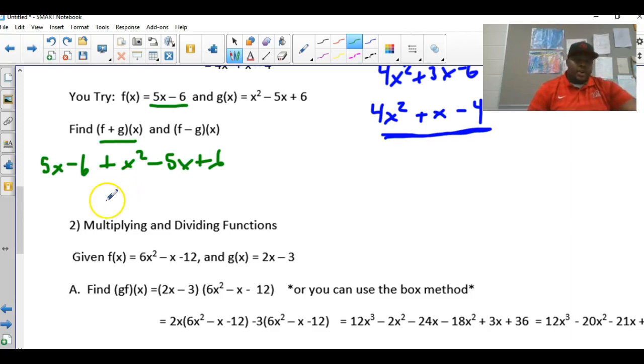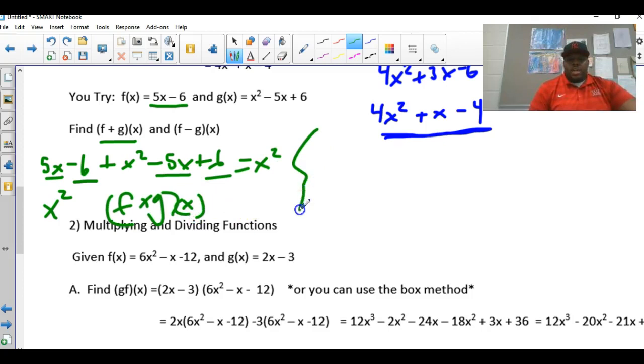Again, it's just like terms. You have x squared because it stands alone, and then you have 5x minus 5x. We have a positive 5 and a negative 5, and of course those cancel out, so that's 0. Then you have negative 6 plus 6. Again, positive and negative cancel out. That's 0. So what we have here is x squared. This equals x squared. This is f plus g of x.